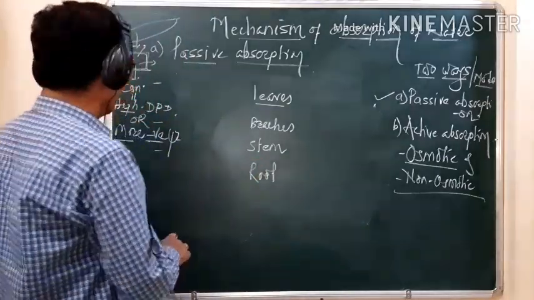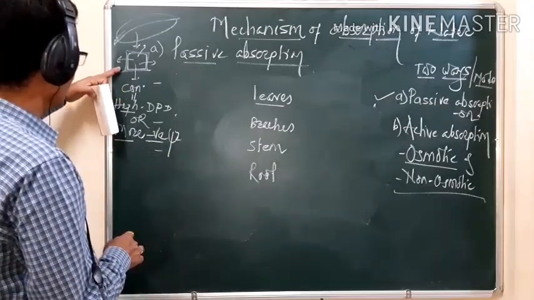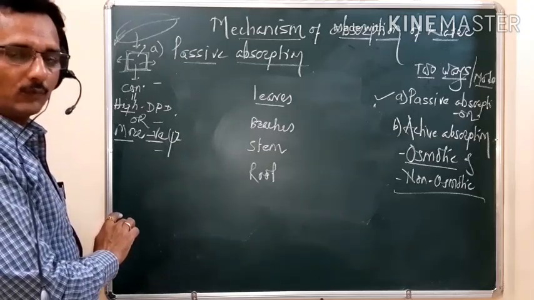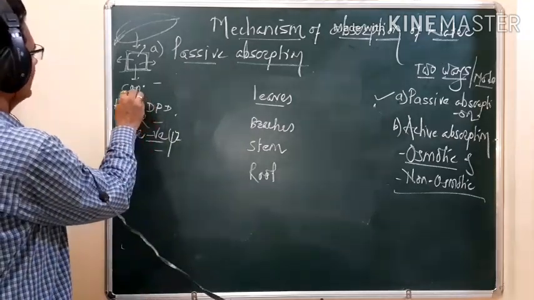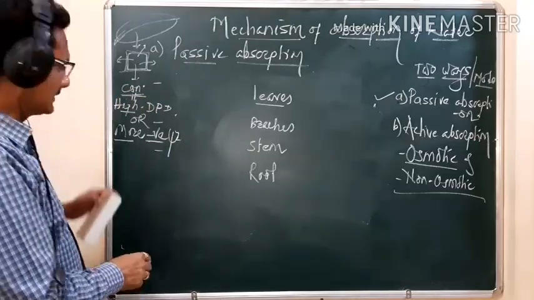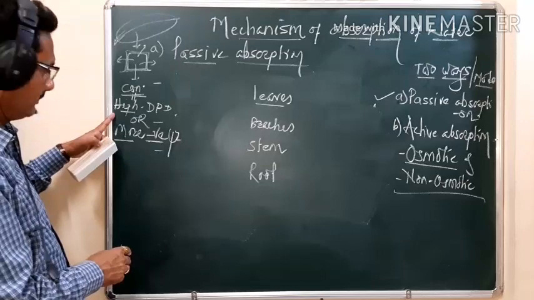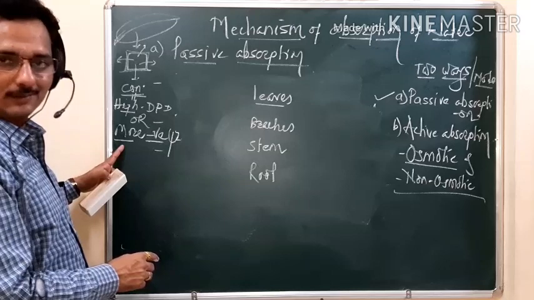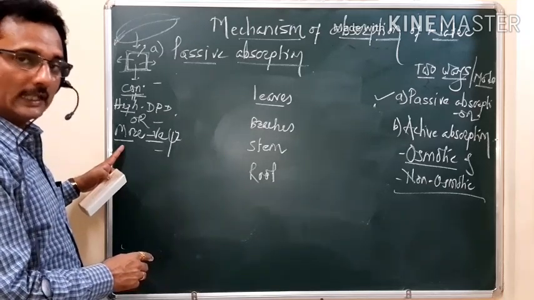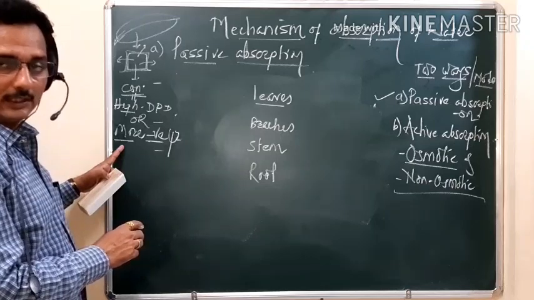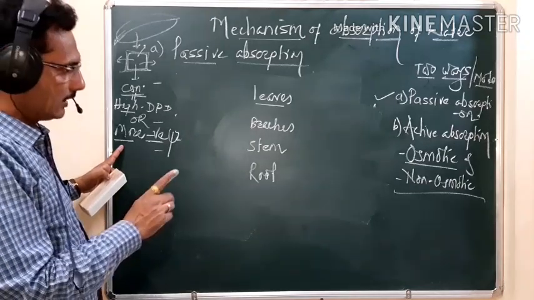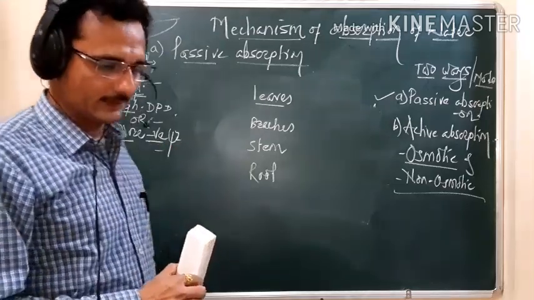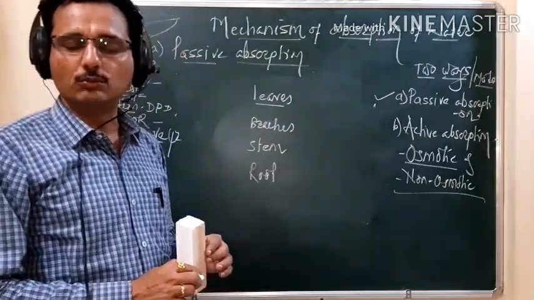Then because of the transpiration, the water is removed from the leaf cell in the form of water vapor, and when the water is removed, that cell sap becomes concentrated, in the sense that it has a high DPD, that is a more negative water potential than that of its lower cell. So my question is, what is meant by the negative water potential gradient? Or what is meant by the negative water potential?